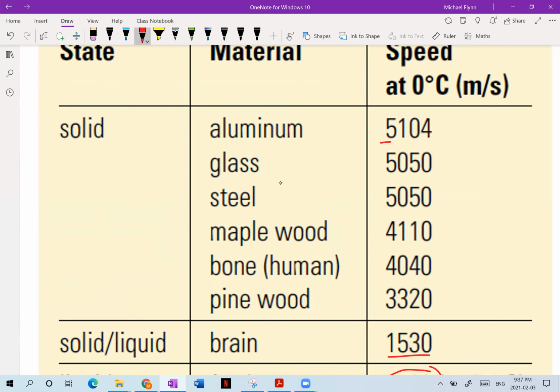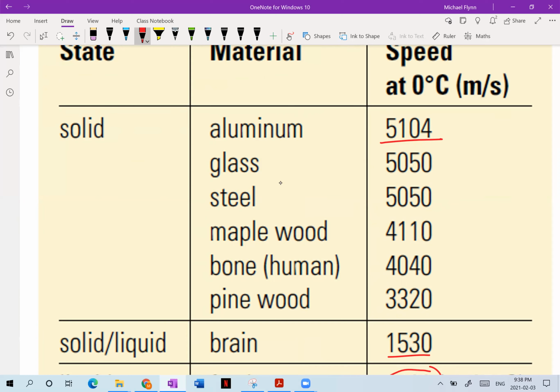Look at this, in aluminum, 5,104 meters per second, which is 5,104 times 3.6, that's like 18,000 kilometers per hour. It's amazingly fast. All of the solids have extremely high numbers, generally at least 10 times faster than they are in air. So gases are good conduits of sound, liquids are better, and solids are the best by far at conducting sound waves.